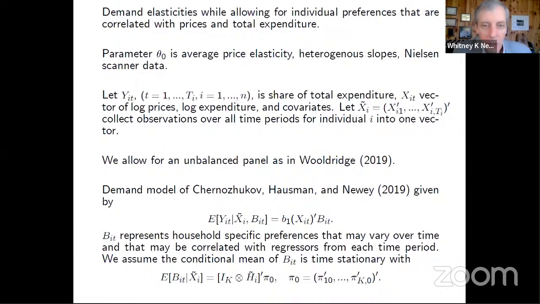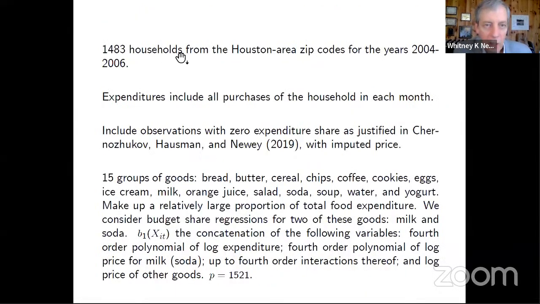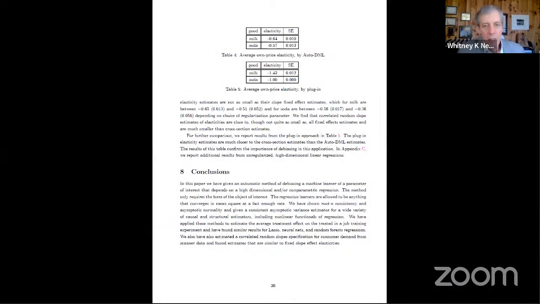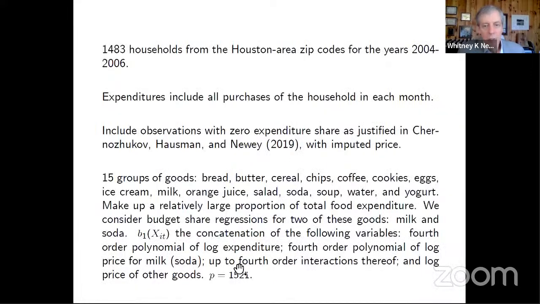Okay. So 1,483 households from the Houston area, 15 groups of goods, there's the list there. And how many regressors?